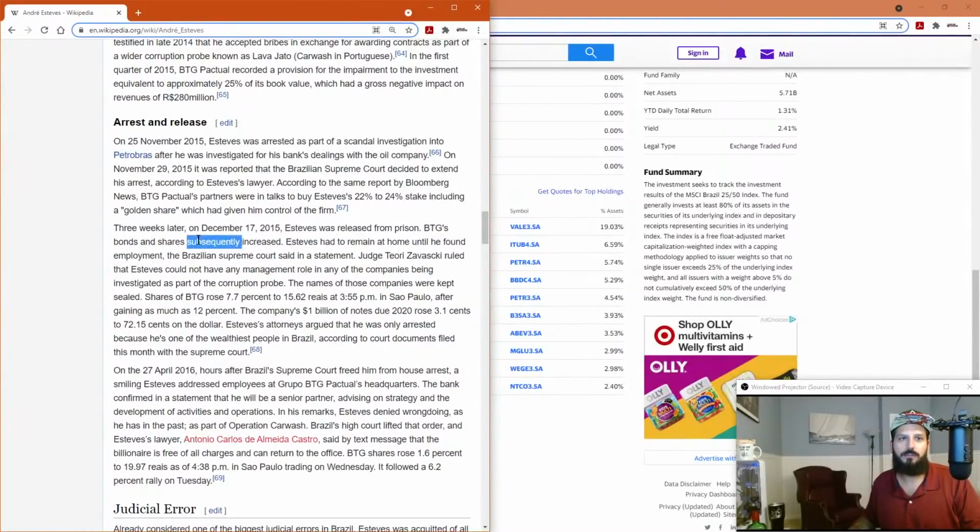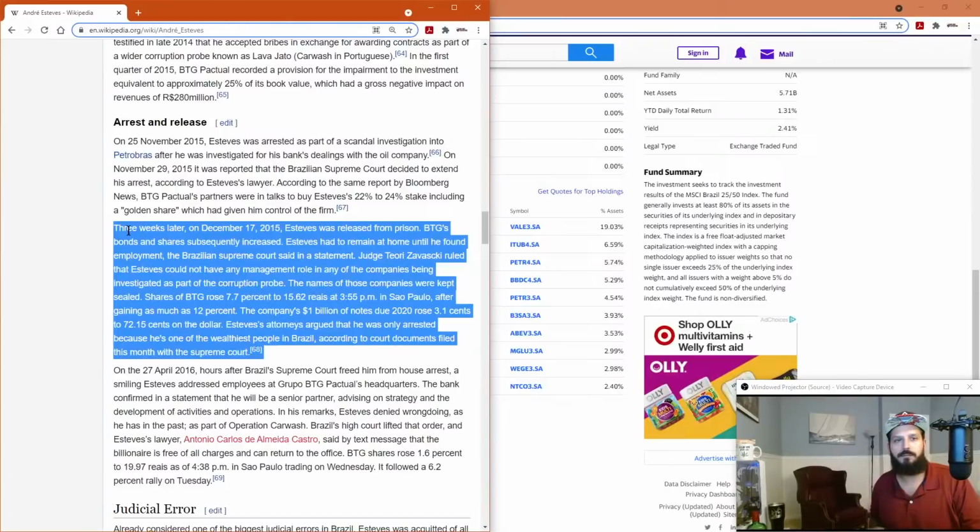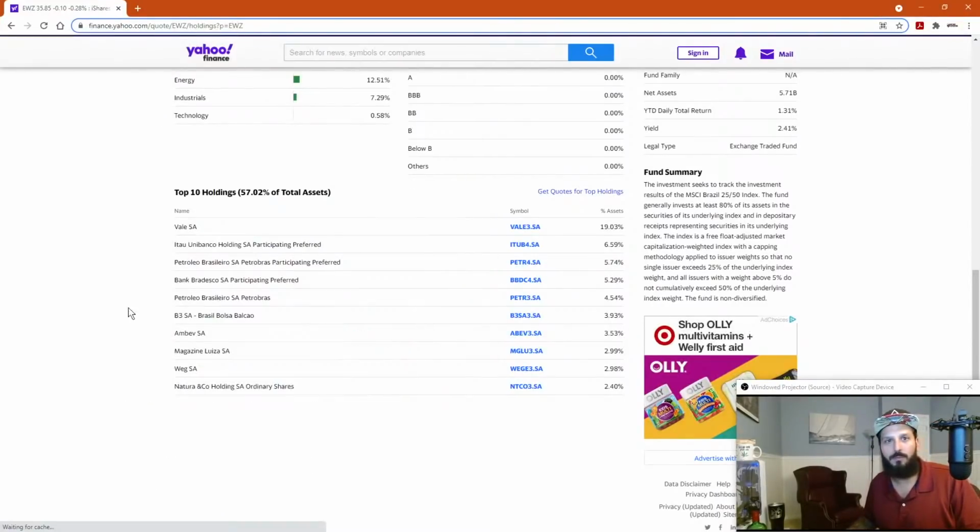BTG's bonds and shares subsequently increased. What do you think they did with this money? What do you think they did with this 22 to 24% stake for him to be released 3 weeks later? Tinfoil hat, huh? Wow, we must be really stupid.